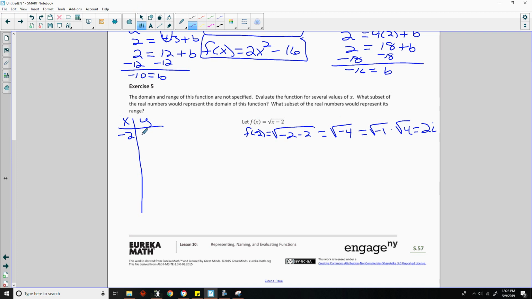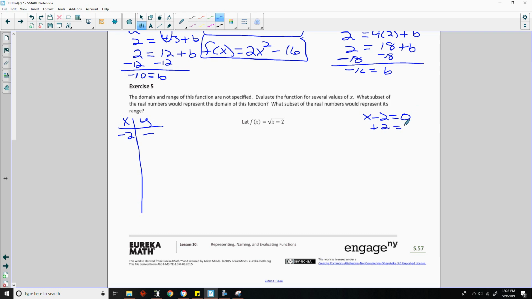All right, so what can I do that will give me a value that is real? Let me erase this and try another. Now if I did negative 1, negative 1 minus 2 is negative 3, it's still negative. 0 minus 2 is negative 2, 1 minus 2 is negative 1. Well, what will make this 0? If you just think of finding where that equals 0, just take what's under the radical, which is called the radicand, and set it equal to 0 and solve.